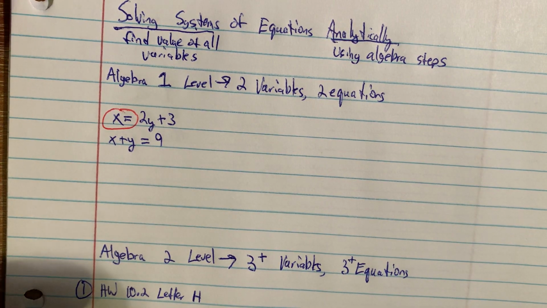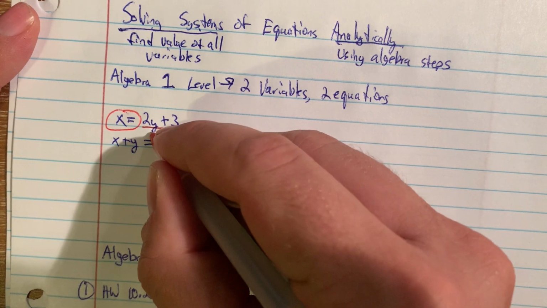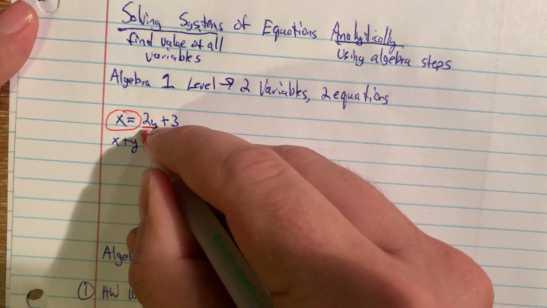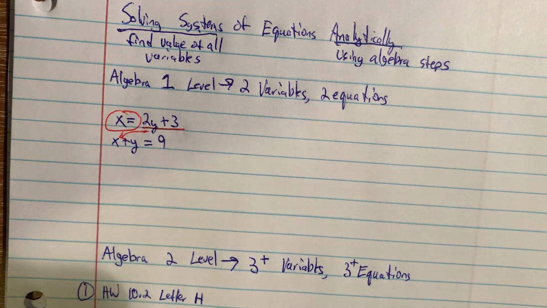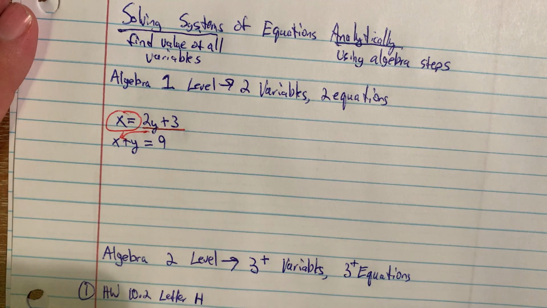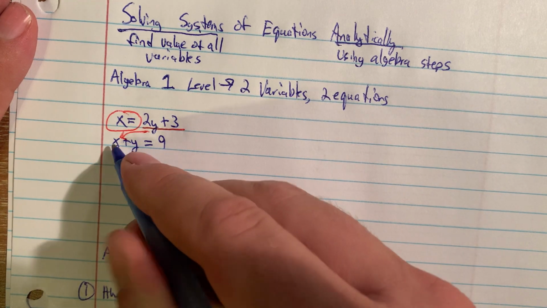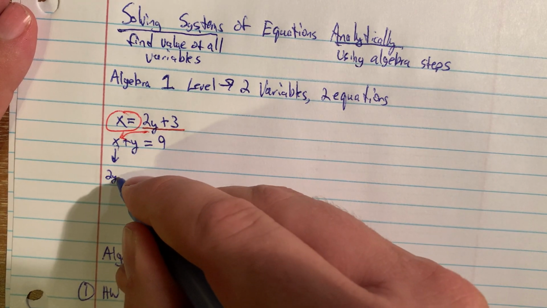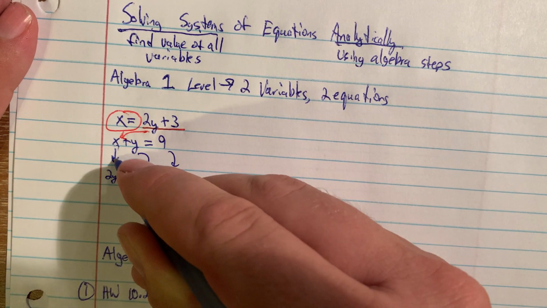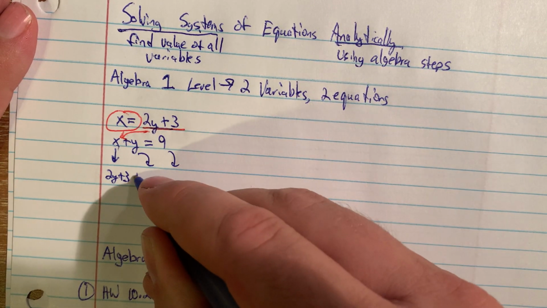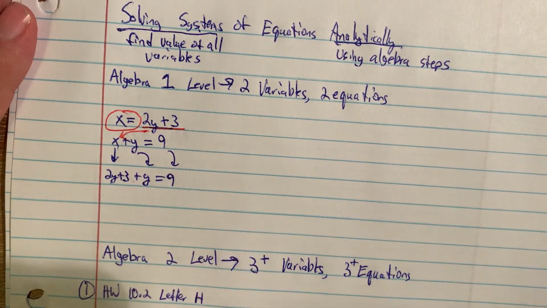You might have solved it a different way, but because we have what x is equal to, a lot of times what we like to do is substitute what x is equal to into the x in the other equation. And when we do that, x is going to become 2y plus 3, and then everything else in the equation will stay the same. So 2y plus 3, that's what x was equal to, plus y equals 9.